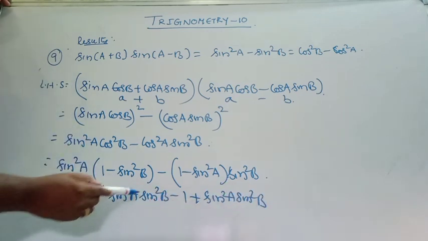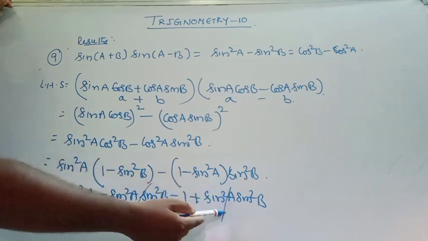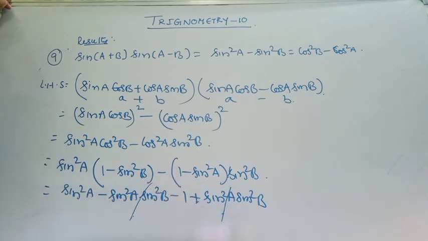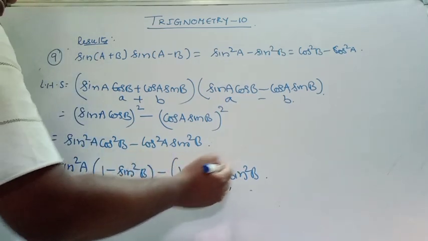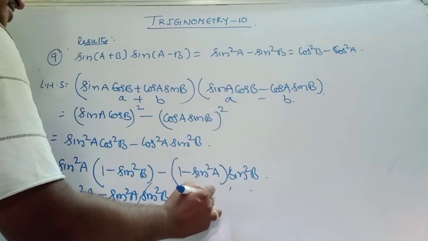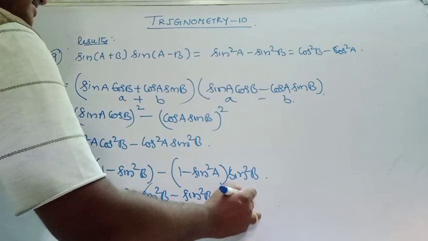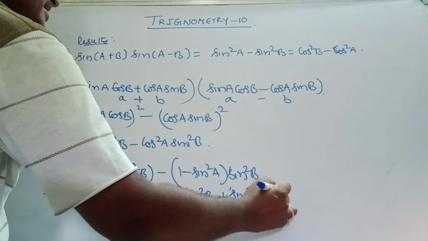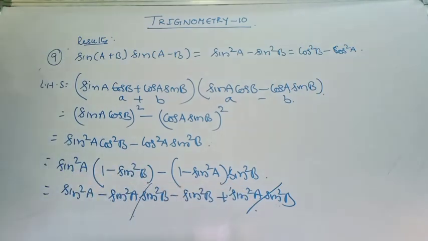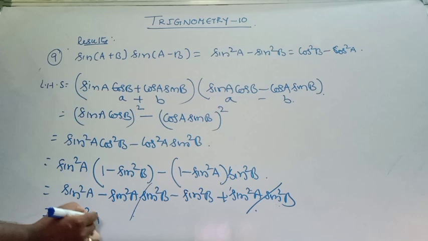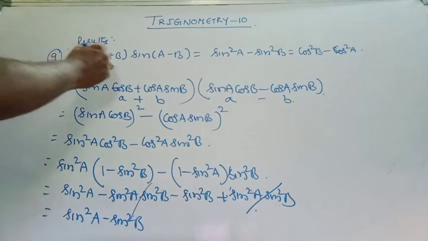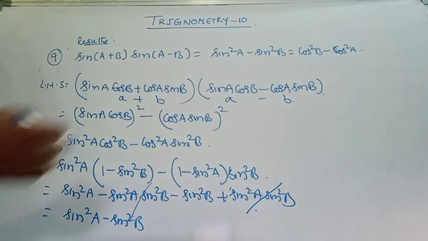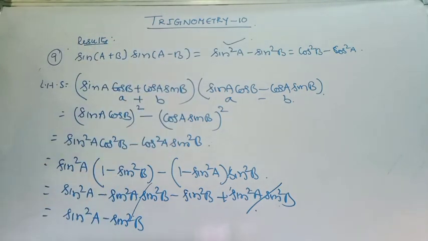Now this minus sin square A sin square B plus sin square A sin square B will be cancelled. And here you are having minus 1 means, dear students, minus of sin square B, right? And plus sin square A sin square B. Wonderful. This and this will be cancelled. Now you have got wonderfully sin square A minus sin square B. You have got wonderfully the result sin A plus B into sin A minus B as sin square A minus sin square B. You have got it like this.